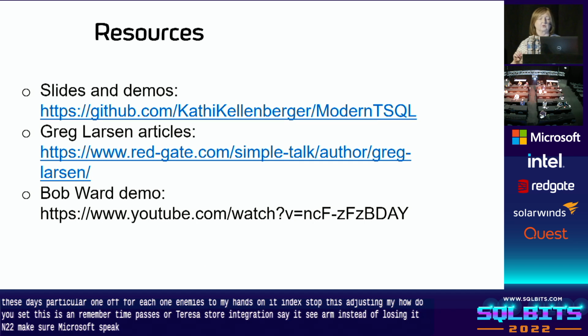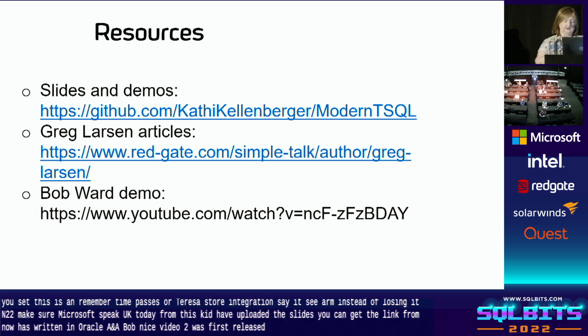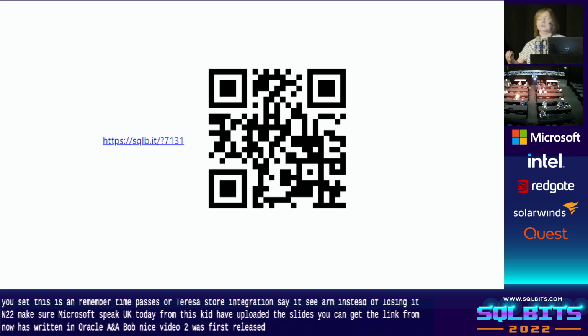And here are some resources. You can grab all of the code that I showed today from this GitHub. If you want to take a picture of it really quick, I have uploaded the slides. You can get the link from that. Greg Larson has written an article on each of the intelligent query processing features. And Bob Ward, who's also here this week, has a nice video out there from when SQL Server 2022 was first released that he talked about. So check out those, and yay, I'm done.